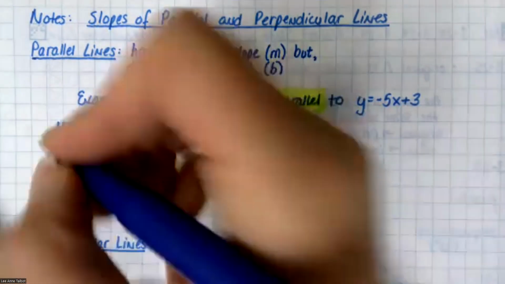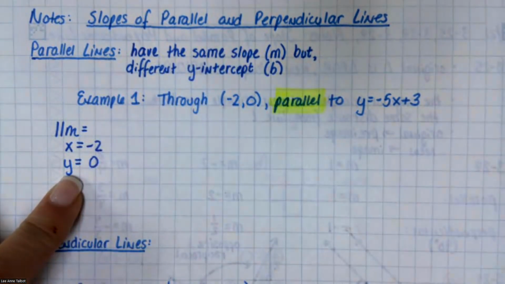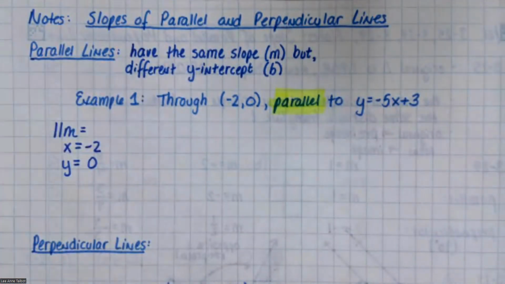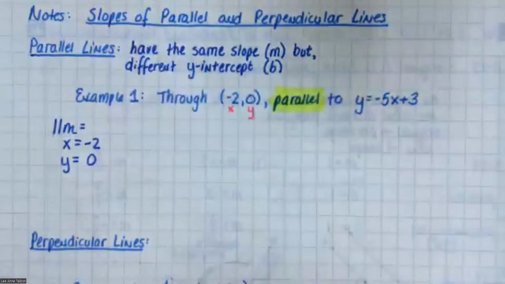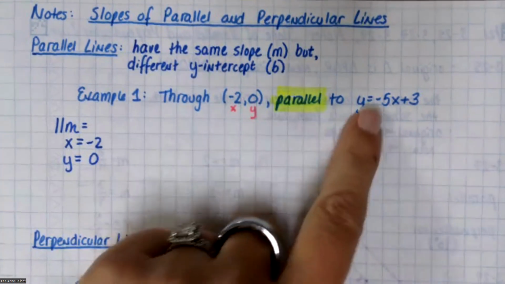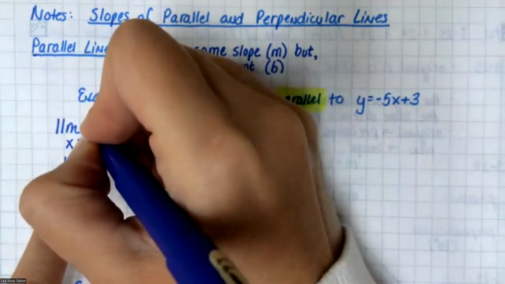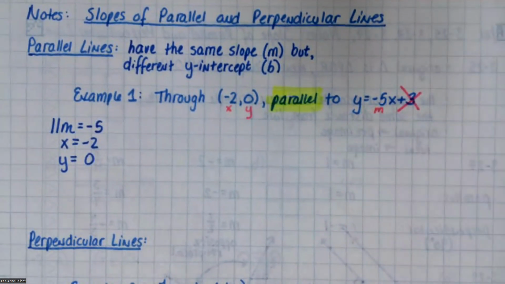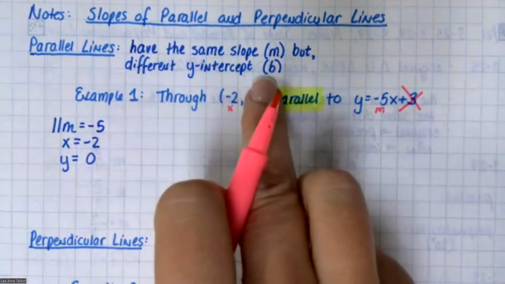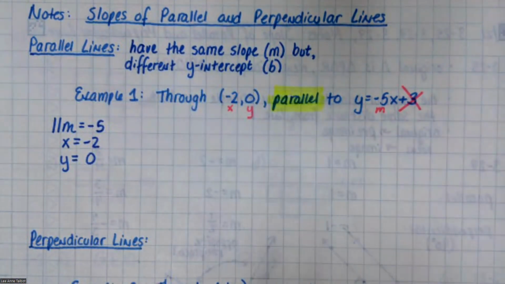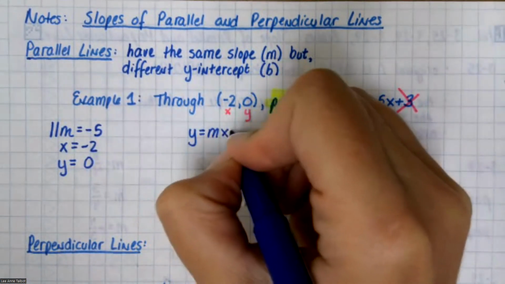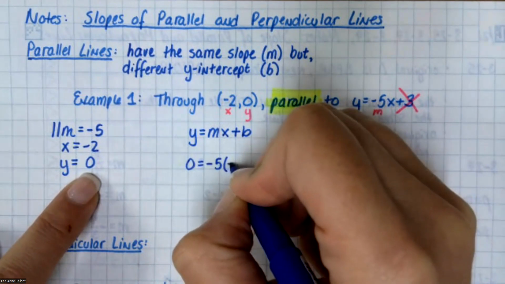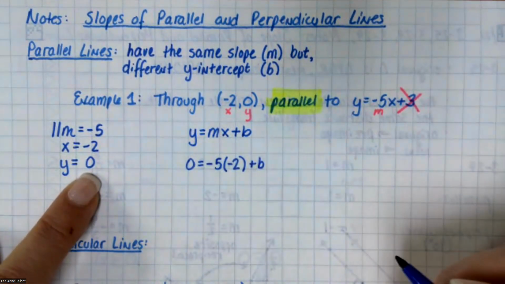First, I'm going to get the point, which is my x and y. And then I'm going to get my slope from over here, which is going to be -5. I don't want that b because it says they have the same slope, but different b. So I need to find my b. And then you just do the same thing you did in chapter 2.